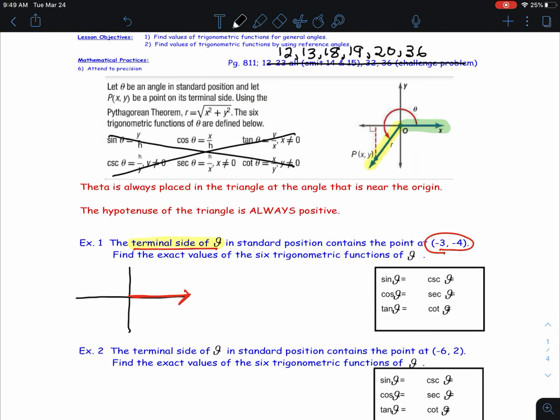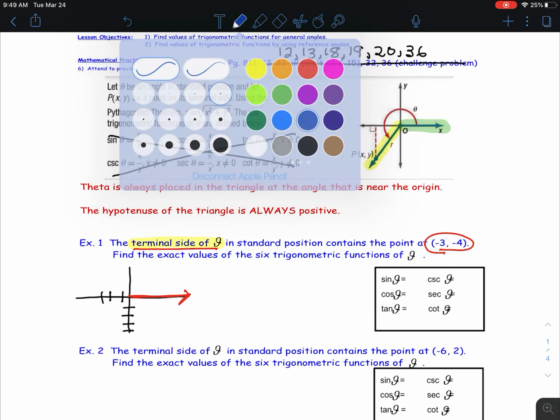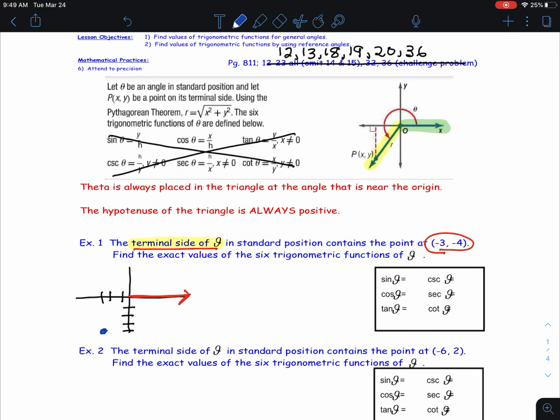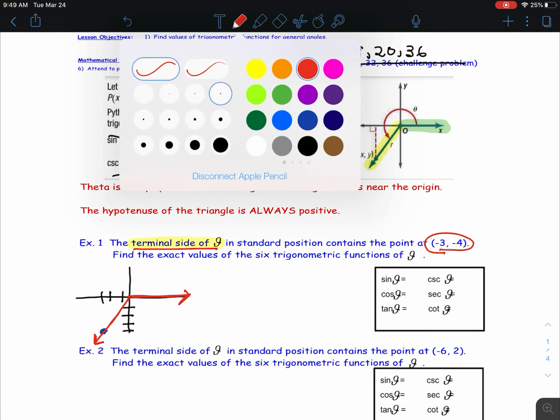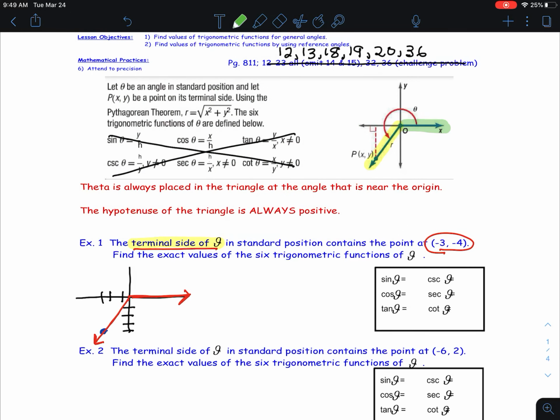So if I plot the point -3, -4, that's going to be right there. It's saying the terminal ray goes right through that point. So that tells me where my terminal ray is. Now, once you have your angle drawn, you're going to finish sketching the triangle. From that point, -3, -4, you're always going to draw a perpendicular line from that point to the x-axis.